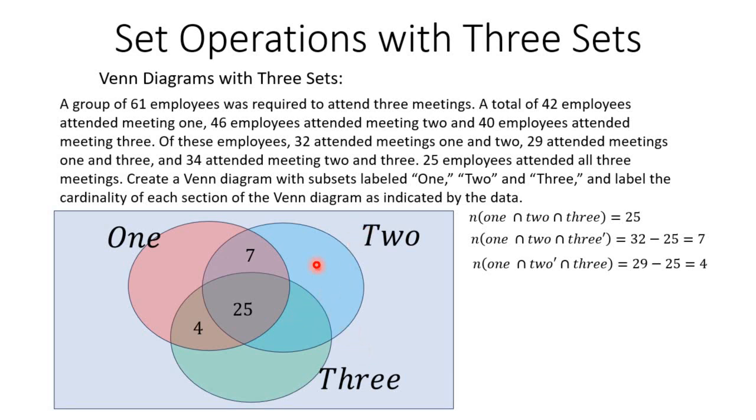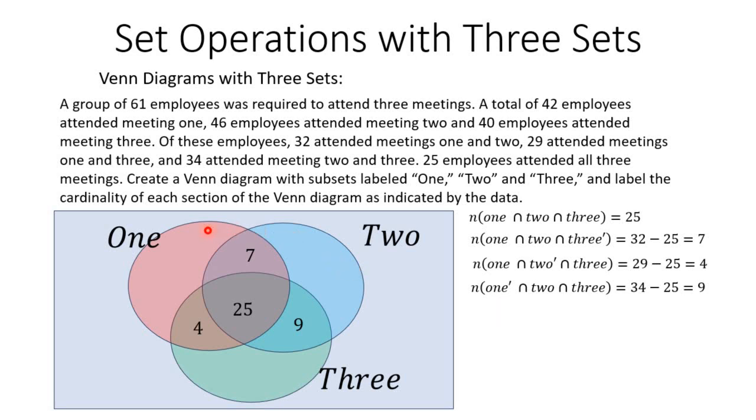Well, it says that there are 34 people that went to 2 and 3, but 25 of them are already in the set that went to 1 and 2 and 3. So I have to take that 25 away from the 34 that went to 2 and 3, and I'll get the people that only went to 2 and 3 and not 1. So that's the people that went to 2 and 3 and not 1. So there we have 4 of the disjoint subsets.